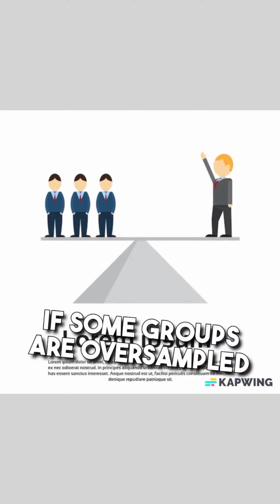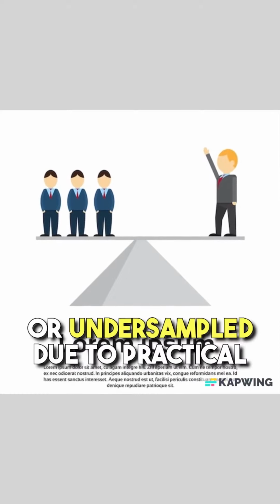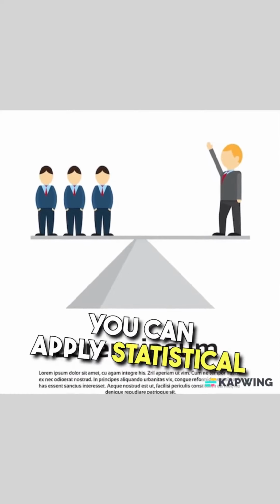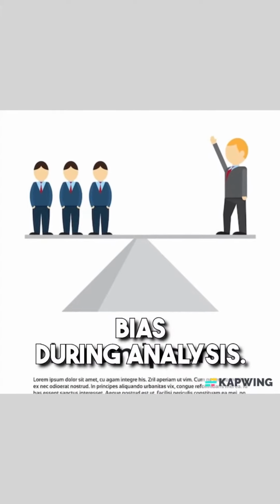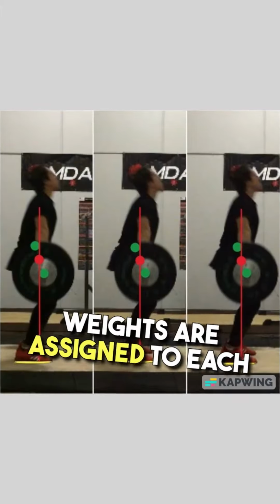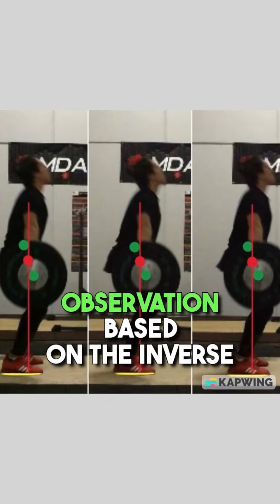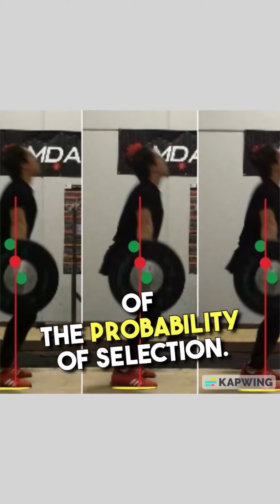Weighting. If some groups are oversampled or undersampled due to practical constraints, you can apply statistical weights to adjust for the bias during analysis. Weights are assigned to each observation based on the inverse of the probability of selection.